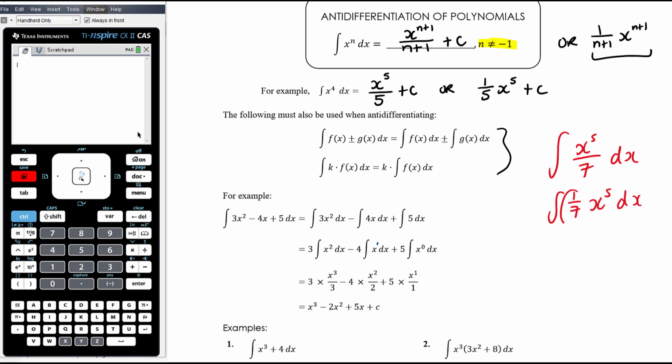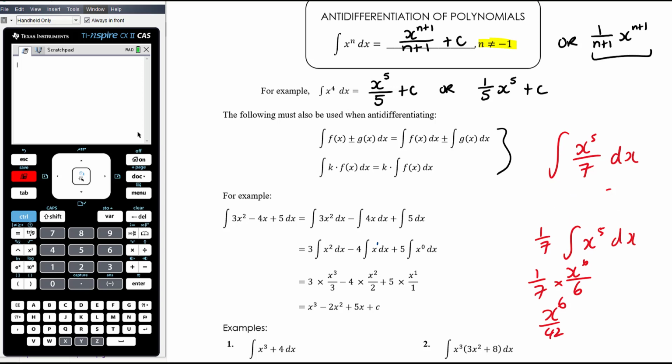It's multiplying by 1/7. So you could take out the 1/7 if you want, then antidifferentiate x to the power of 5, which would be x to the 6 on 6, and then you can multiply them back together, which would be x to the 6 on 42. But I wouldn't bother to take it out, I would just do that all at once. So right back here, I would think, okay, I'm going to be adding 1 to the power and dividing by 6, so I'll have 7 times 6 on the bottom, so that's going to be x to the 6 on 42. Plus c.